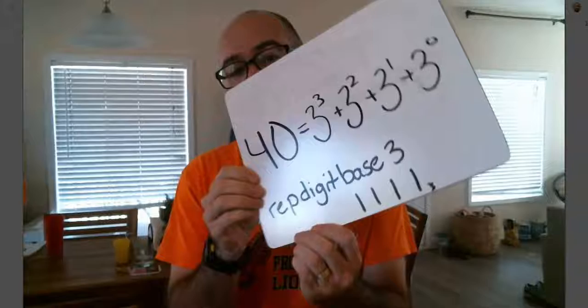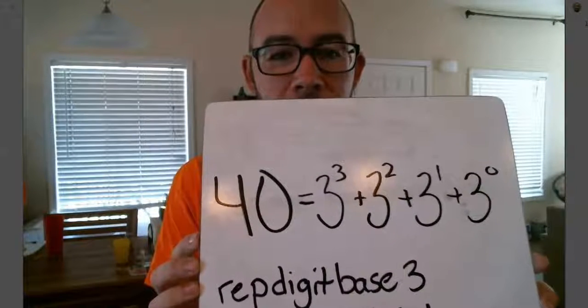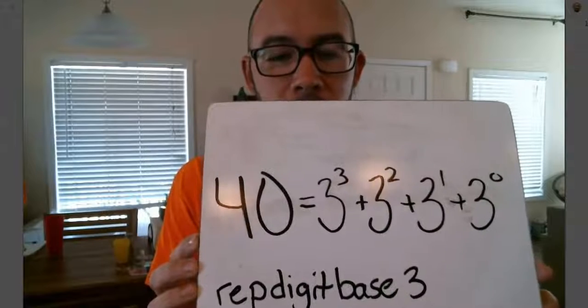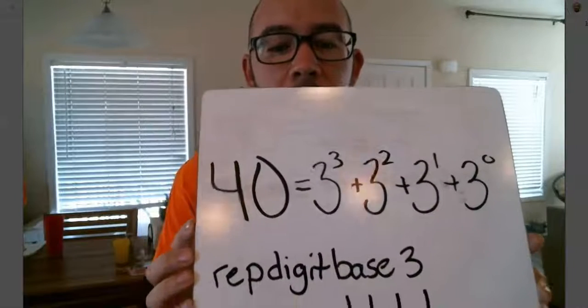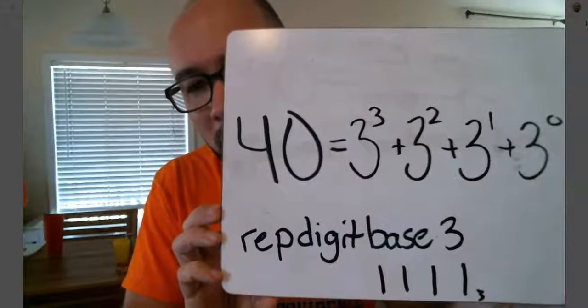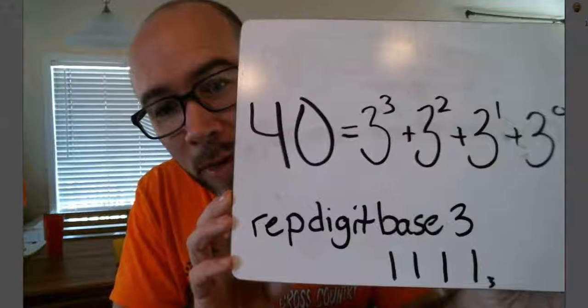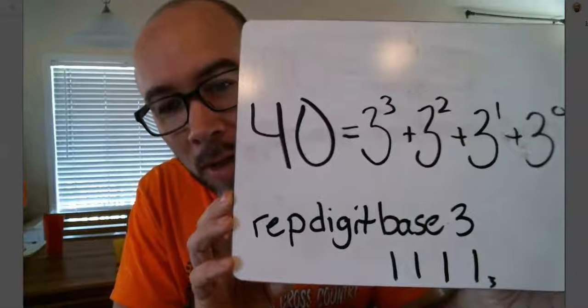But if you change the base to base 3, where the first digit counts for 1 and the second digit counts for 3 and the third digit counts for 9, well, then you get something a little bit more interesting. 40 could be written as 3 cubed, 27, plus 3 squared, 9, plus 3 to the 1, which is 3, plus 3 to the 0, which is 1. This is called a rep-digit: if you're writing in base 3, all the digits would be 1. So 40 in base 3 is 1, 1, 1, 1.